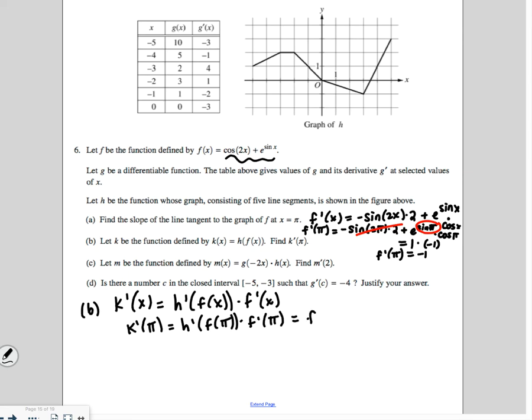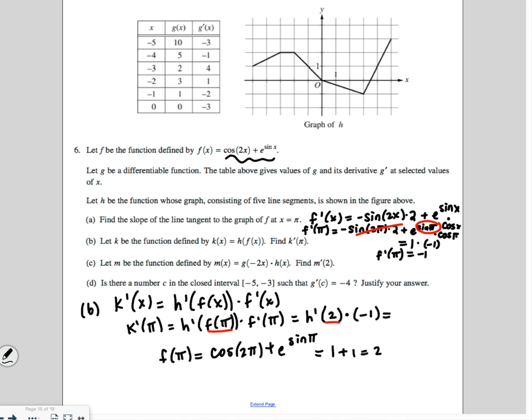So I'm going to get h prime of f of pi. So I go and look at my f function, which was up at the top, and I need to find that. So side note, f of pi is going to be cosine of 2 pi plus e to the sine of pi. So cosine of 2 pi is going to be 1, and then e to the 0 is 1, so all of that is 2. So f of pi is 2, and then now I'm doing f prime of pi, which I just found in part A, which is -1.